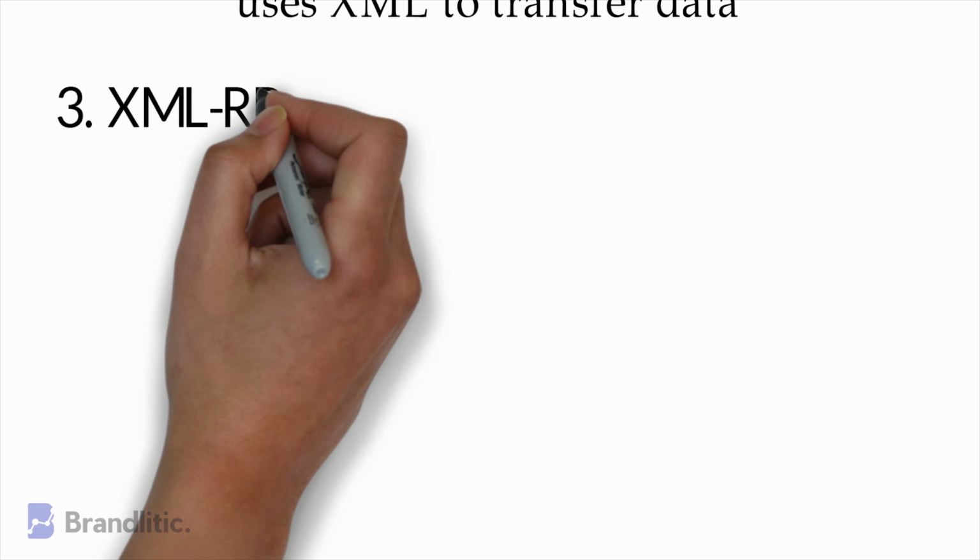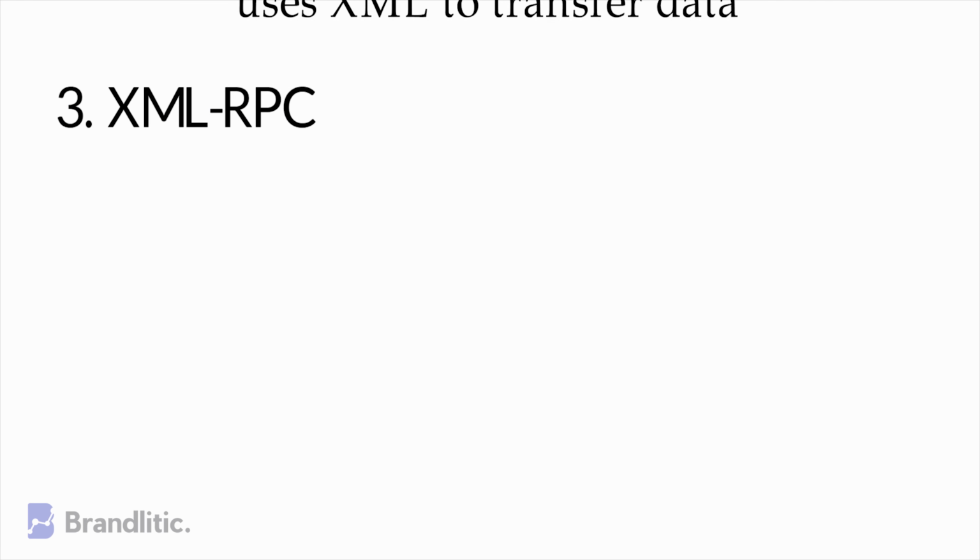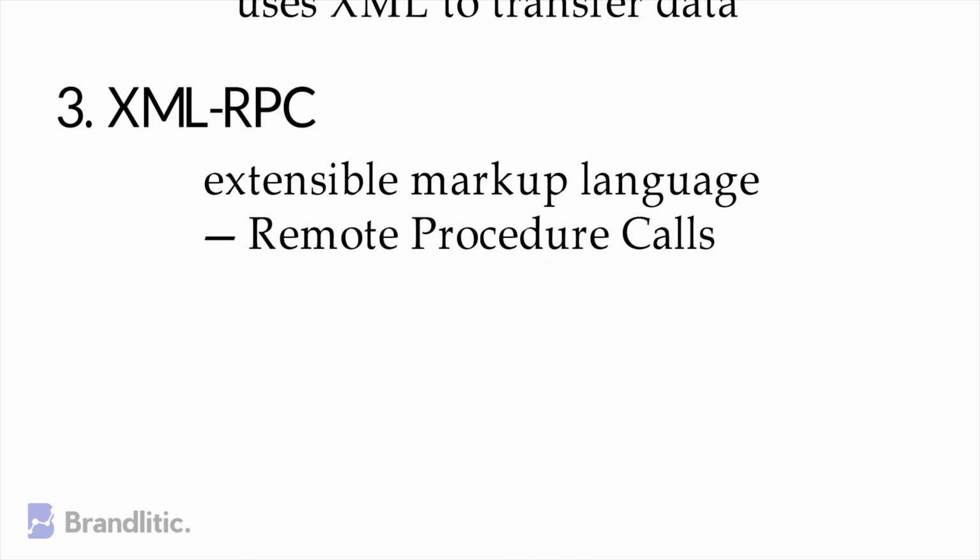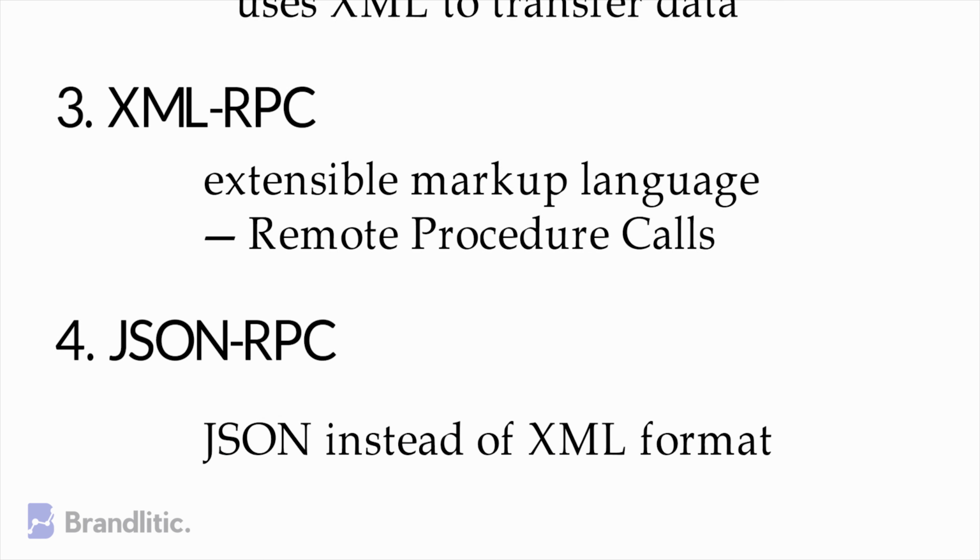Number 3. XML RPC. This stands for Extensible Markup Language Remote Procedure Calls. This also requires a specific XML format, and in this a client performs an RPC by sending an HTTP request to a server that implements XML RPC and receives the HTTP response. Number 4. JSON RPC. It is very similar to XML RPC and works in a similar fashion, except that this protocol uses JSON instead of XML format. The client here is typically a software that calls on a single method of a remote system.